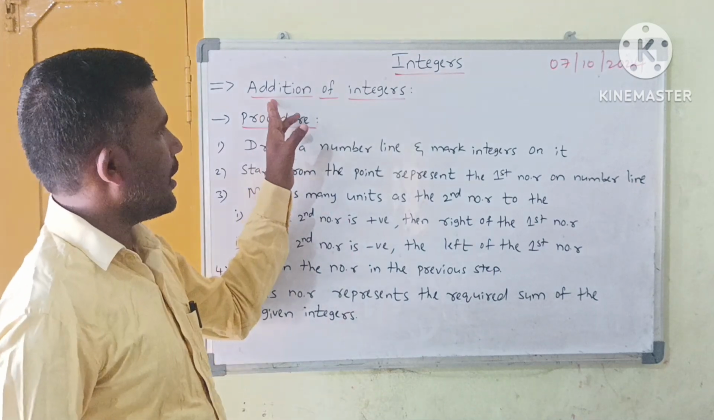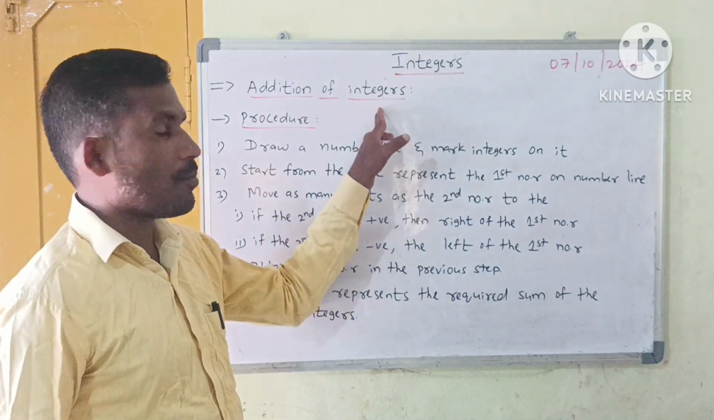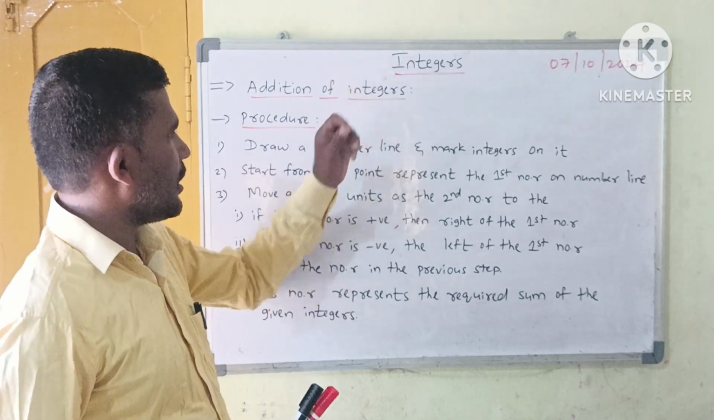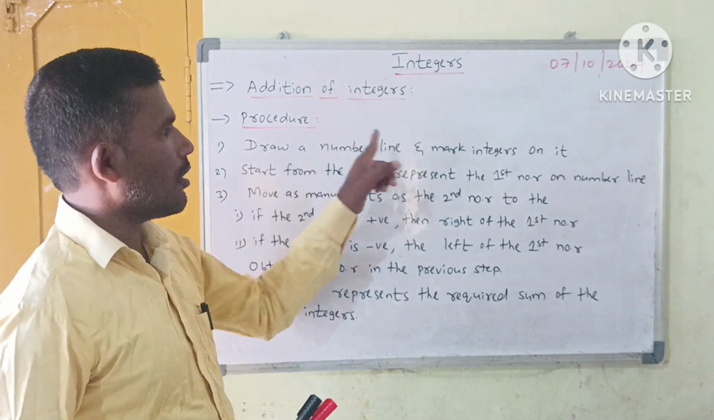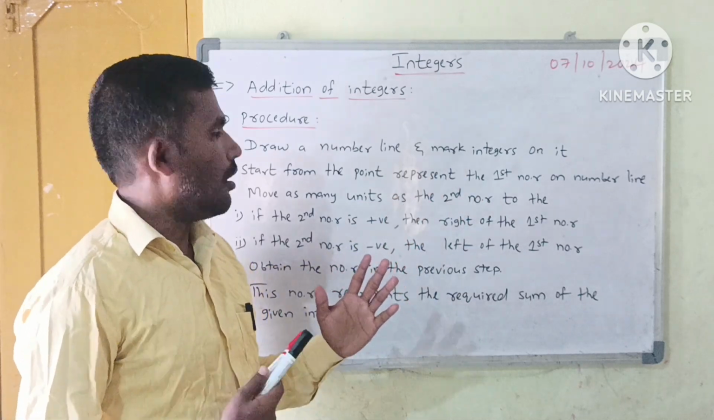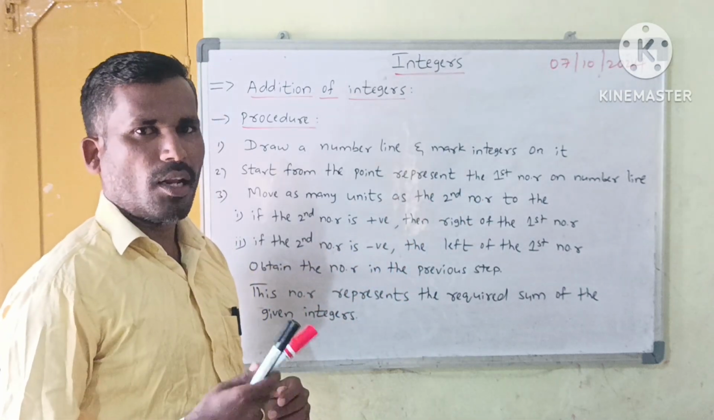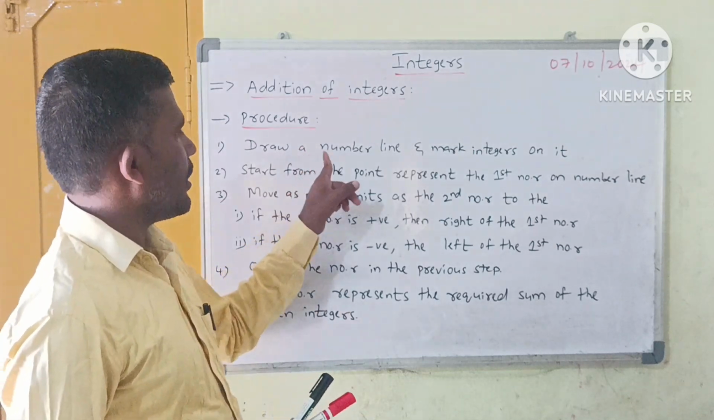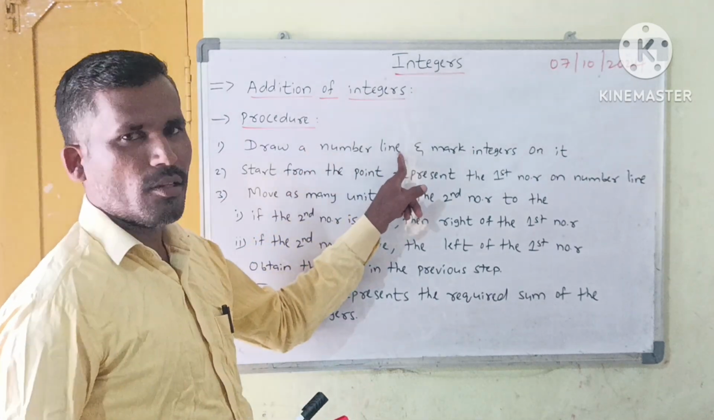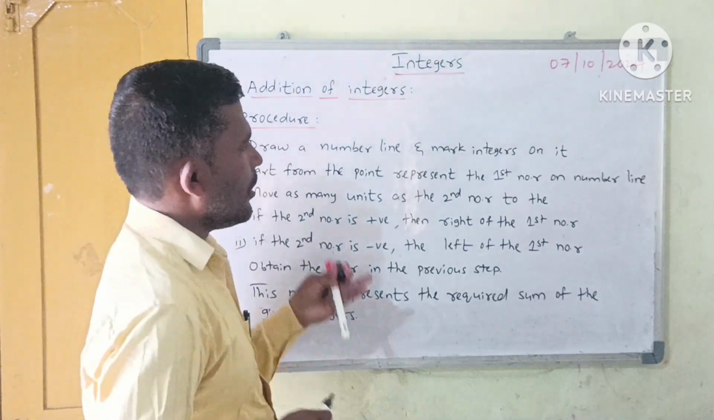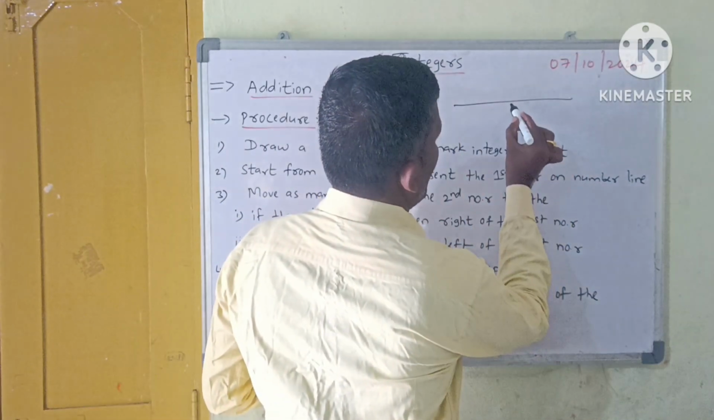While adding integers, whether they are positive or negative, whatever you are given, first we have to draw the number line. Already in the previous topic we learned what the number line is and how to take it. After taking the number line, we have to mark the integers on it. So that is one number line.